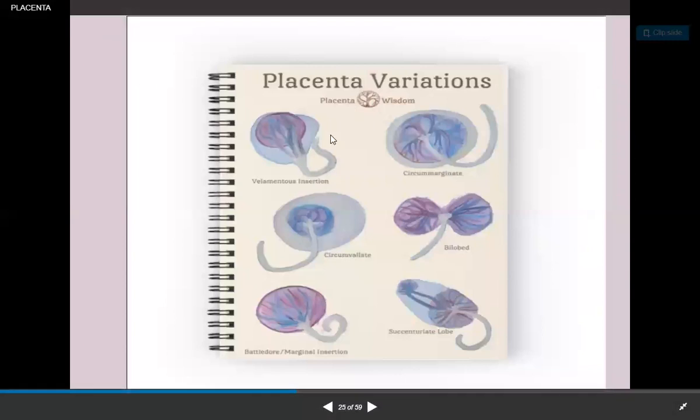So this is another diagram. This is the filamentous one. This is circummarginata. This is circumvallata. Here two lobes are present, that is called a bilobed placenta. This is an accessory lobe, the succenturiate lobe. And this is the margin. That is battledore, or marginal insertion of the umbilical cord.